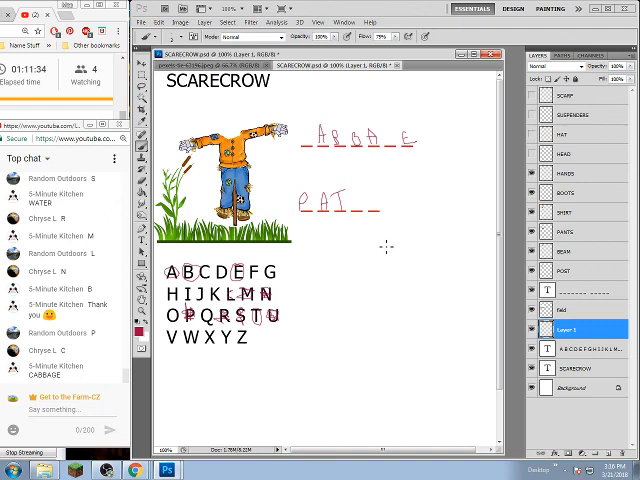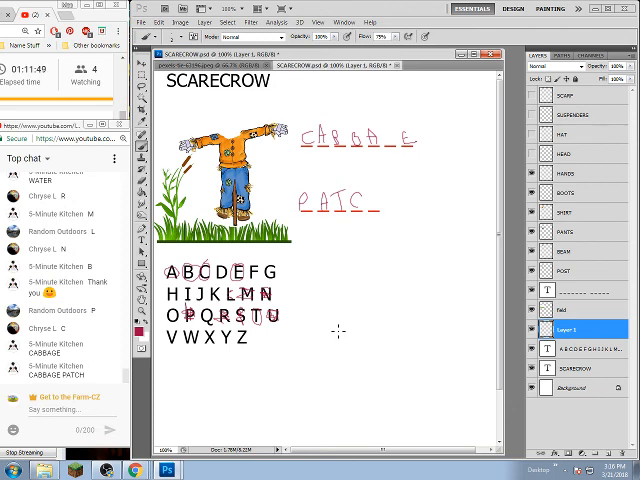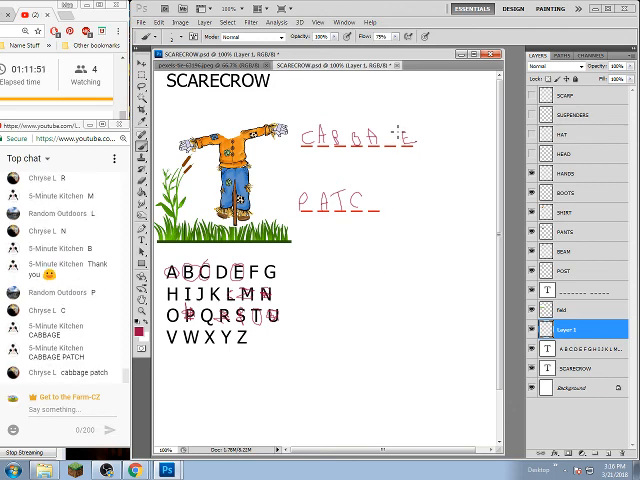Chris is going with the letter C. There is a C here and a C here. And I made some tapioca. Close. You got to get the whole word. 5 Minute Kitchen. Cabbage patch. You are right. A G here and an H.